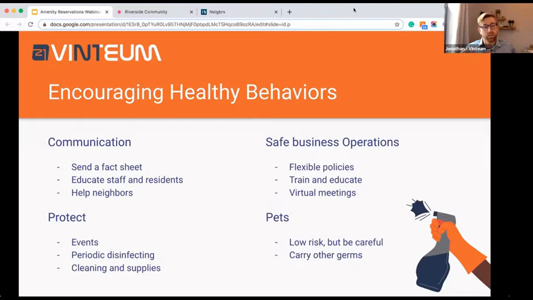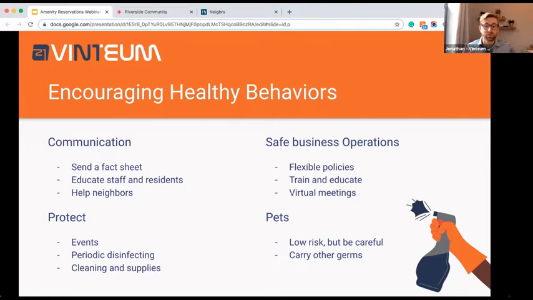So outside of the communication piece, also that protection piece, right? Making sure that we're continuing to use digital channels for communication, digital meetings, minimize physical traffic, provide hand sanitizers and adequate ventilation in shared rooms. So from that, we've also got those safe business operations, flexible policies, making sure, again, going back to that training and education, and making sure that we're adapting to this new normal.